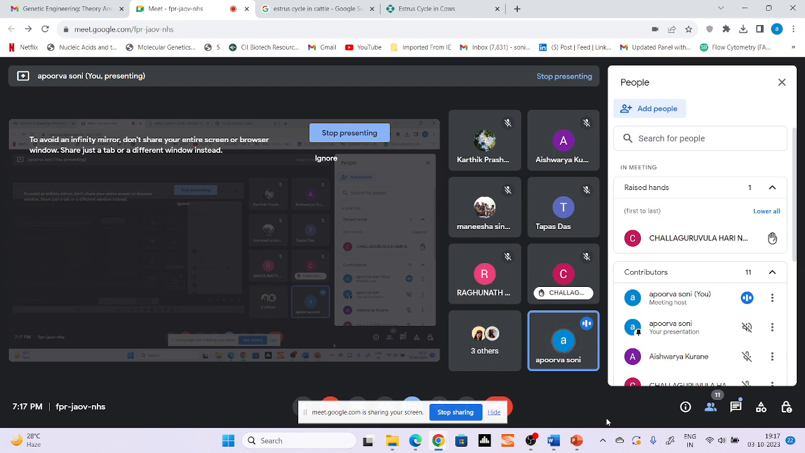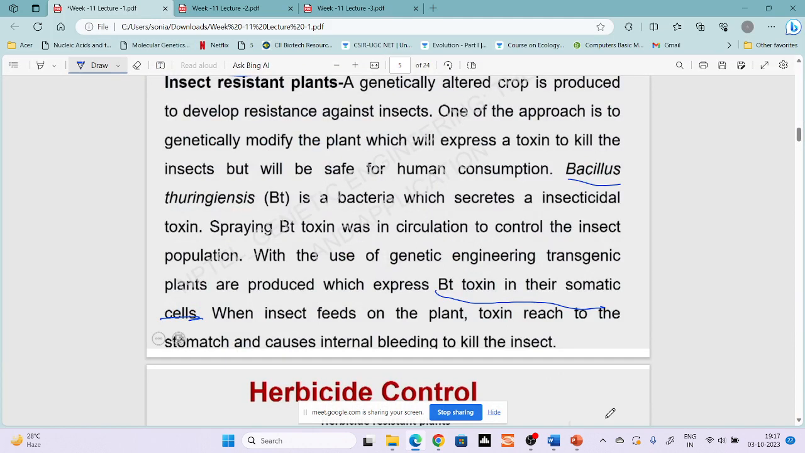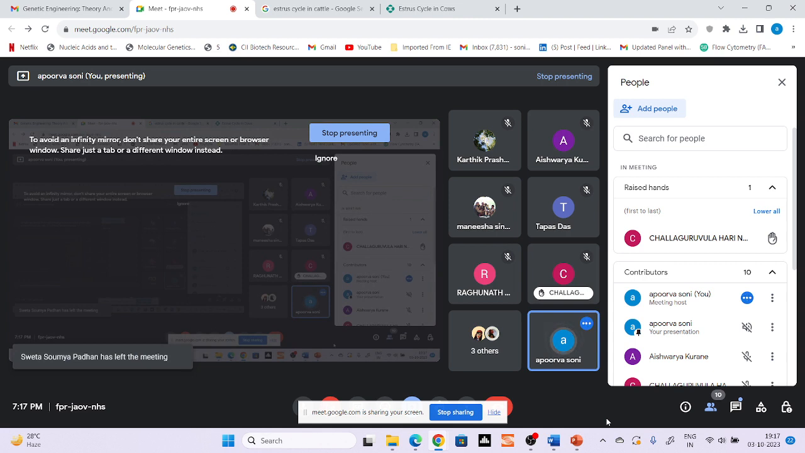As in, suppose here in BT toxin, this BT toxin is expressed in the somatic cells. So what do you think, will the expression in somatic cells have an effect on its longevity? Like, it is in the somatic cells. So can you just elaborate it? Like what do you want to say?